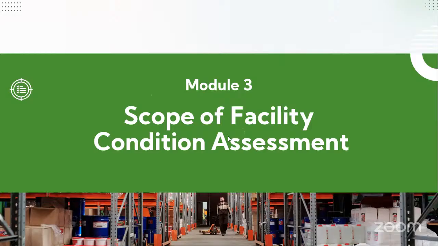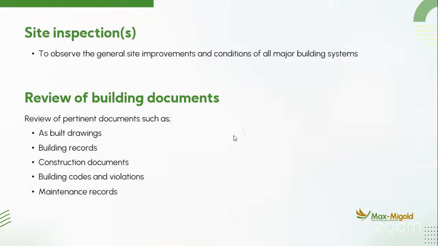So, scope of facility condition assessment, what are the scopes? To observe the general site improvement and condition of all major building systems. And what exactly are you reviewing? Review of pertinent documents such as as-built drawings, building records, construction documents, building codes and violations, then maintenance records.